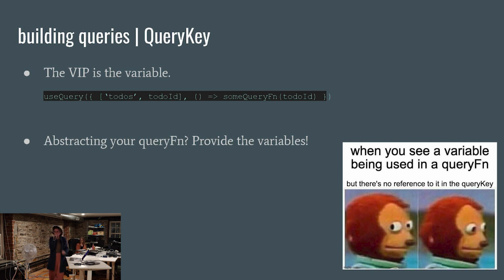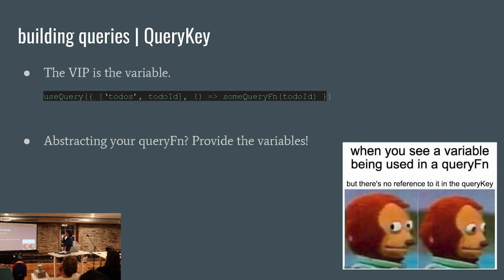So a really big part of building queries is having an organized query key system. So the VIP is the variable, meaning if you want to use a variable in your query function, put it in your query key. Why? Because a query key is supposed to represent a very unique point in state. So having that variable will always keep that query key updated as the value is updated.